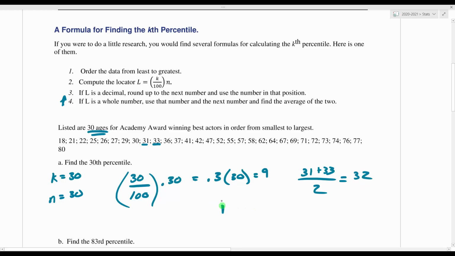So we would say percentile 30 equals 32. So if you want to be in the 30th percentile, you would need to be 32 years old when you win your Academy Award.